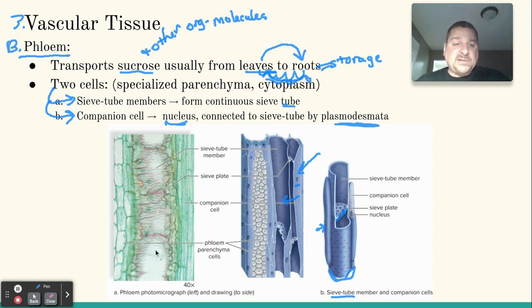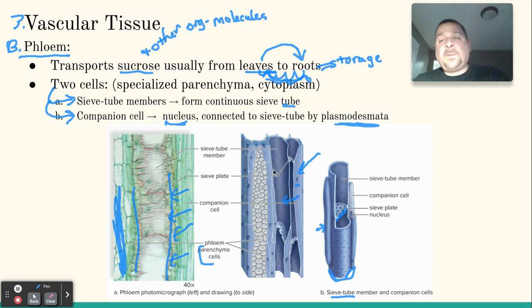And here's kind of a picture of that happening as well. So again, here's some of our ground tissue, parenchyma, that's adding some support here. And then your sieve tube member here, the big pipe, and then your companion cells here alongside of it that are just providing nutrients and support to maintain those sieve tube members.